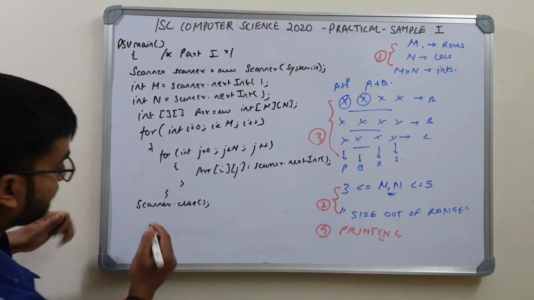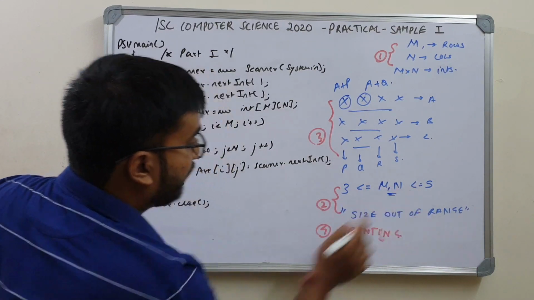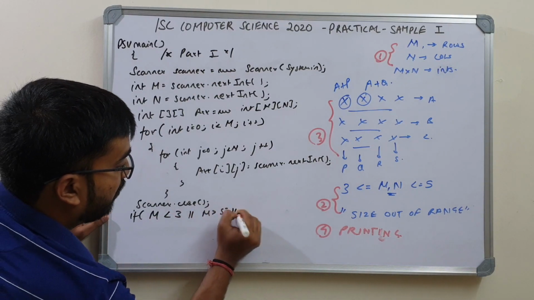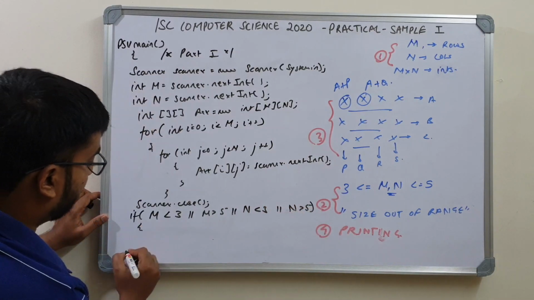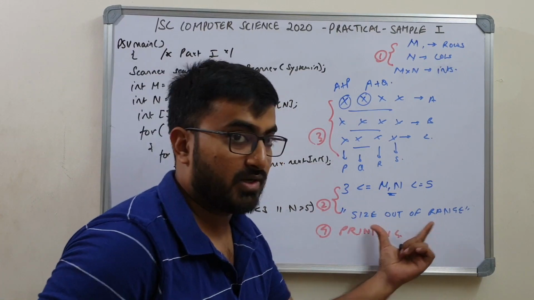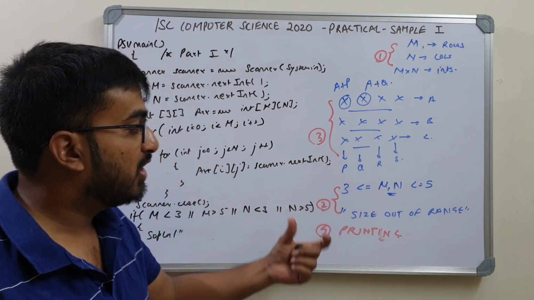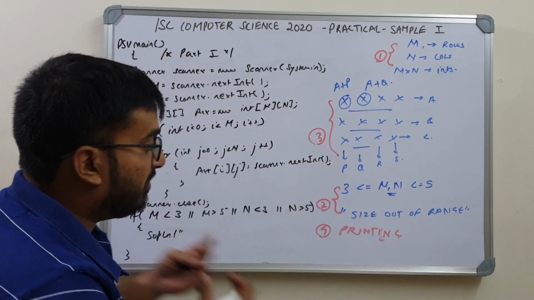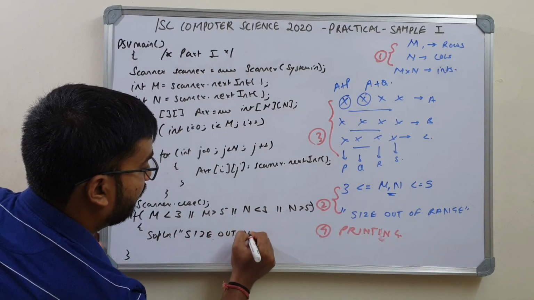Okay, so m and n have to be greater than or equal to 3 and less than or equal to 5. So if m is less than 3 or m is greater than 5 or n is less than 3 or n is greater than 5, okay, I will print with System.out.println size out of range. Okay, so they usually have something like size out of range, size not valid, something like this. So try to print the exact statement that they have in the problem statement. Okay, so for me it is size out of range, so I'm going to exactly print size out of range.